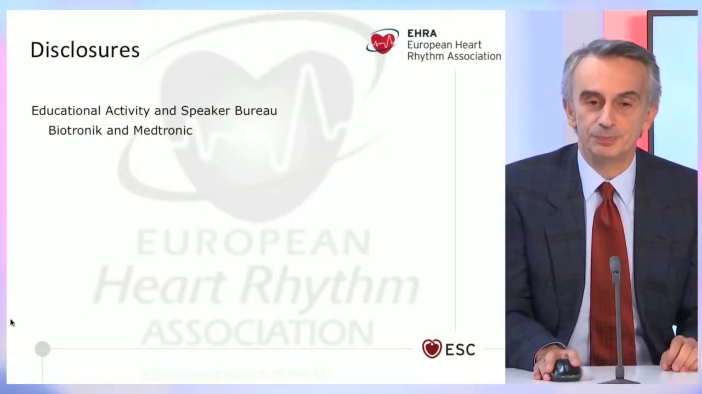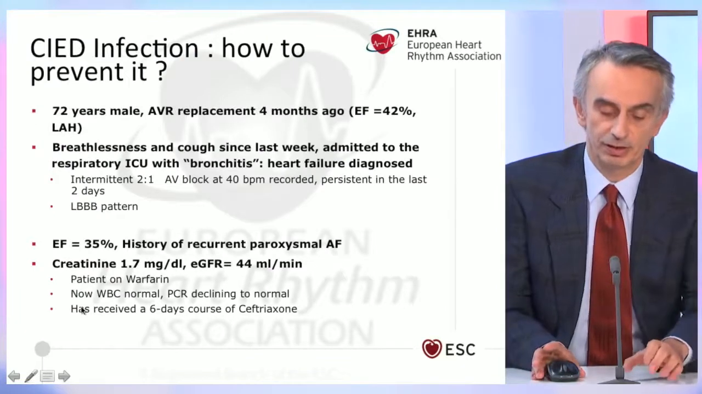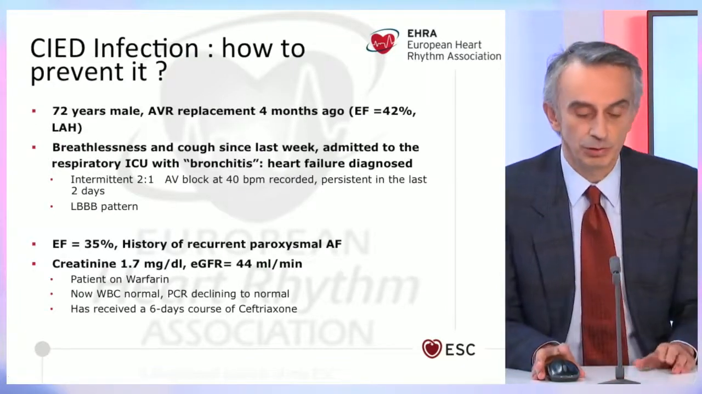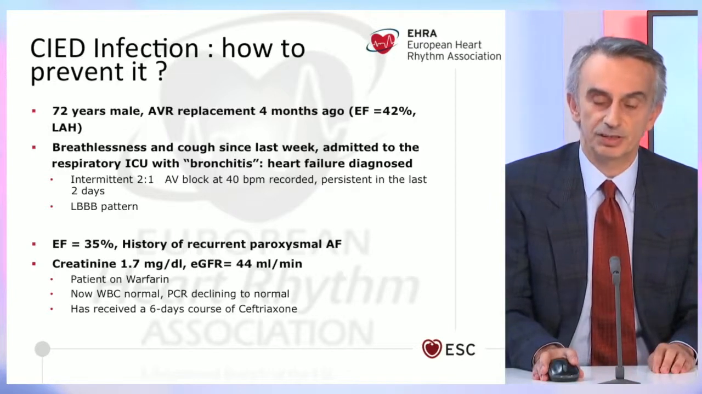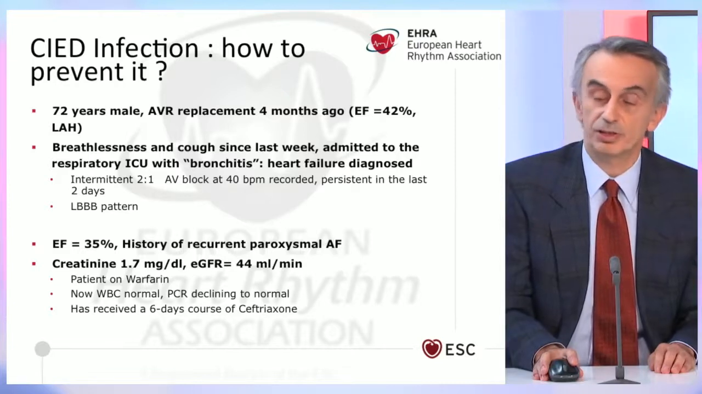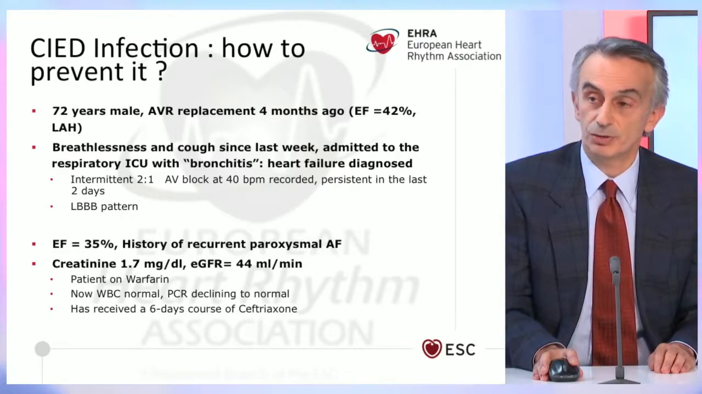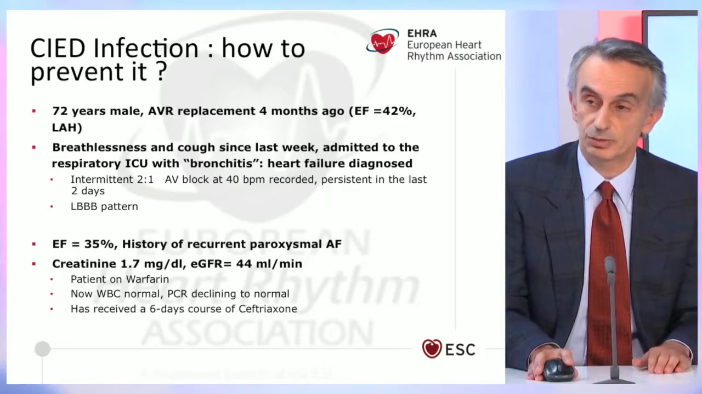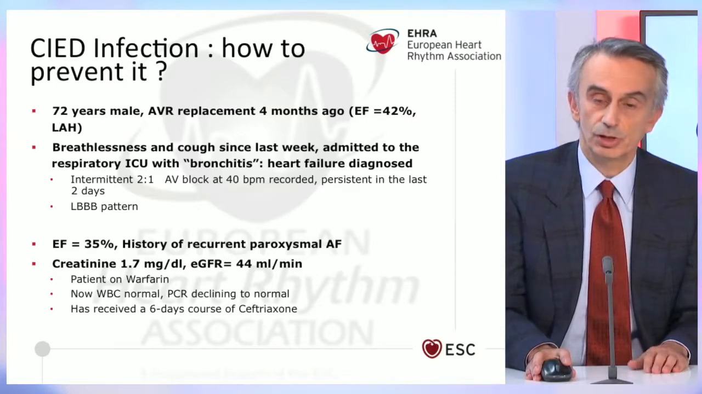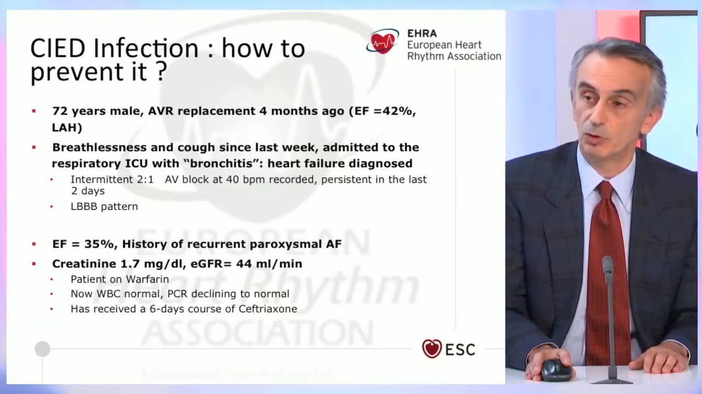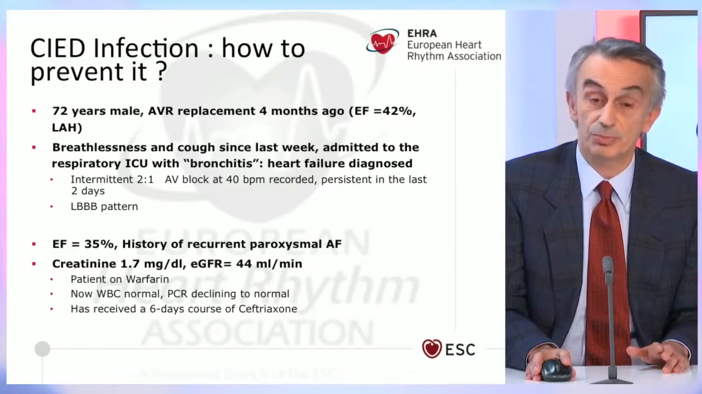After seeing my disclosure, I will introduce you to the typical case of a patient who is admitted 4 months after having received an aortic prosthetic valve to the emergency room just because of shortness of breath, and is transferred to the respiratory intensive care unit where bronchitis is suspected, but heart failure is also diagnosed. And you are called from the ICU just because the patient has frequent bradycardia, and 2-to-1 AV block at a low heart rate has been recorded in the last 2 days as persistent.